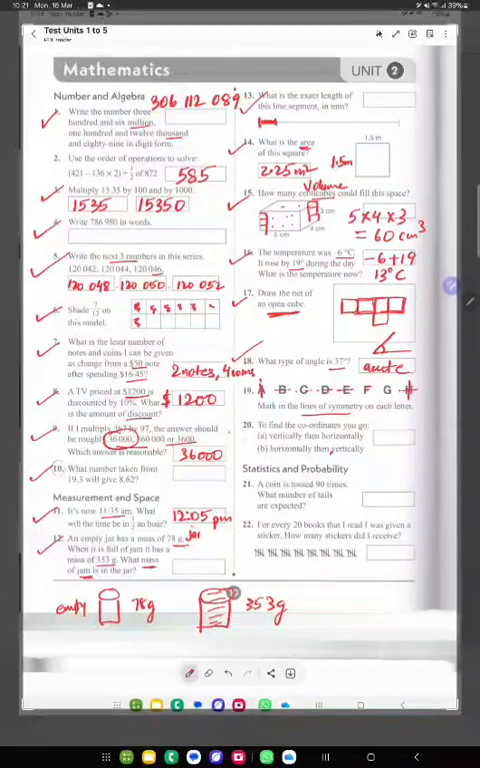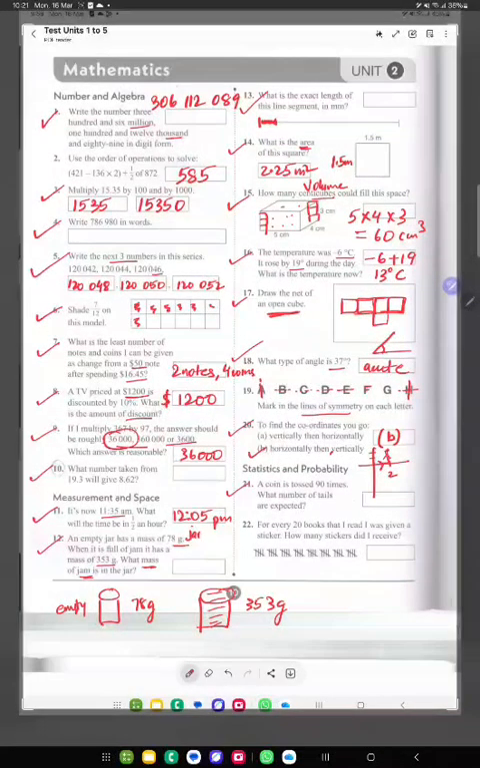Okay, so then moving on to question 20, to find the coordinates, you go vertically then horizontally, or horizontally then vertically. First we go horizontally and then we go vertically. So it's like horizontal distance and then vertical distance on the XY plane. So it's like this. It's 2 units here and 2 units here, so that's this way. Okay, it's the second one, B.